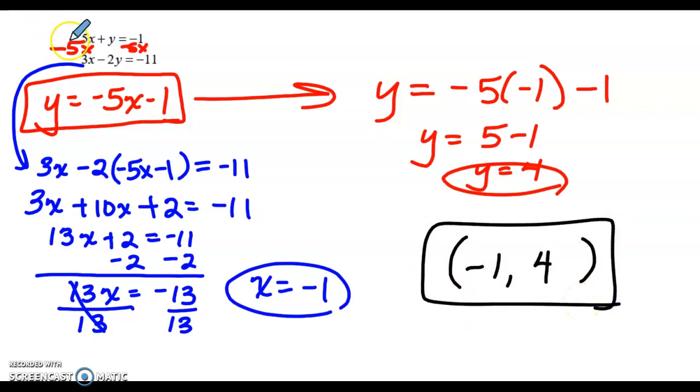Plug it in. 5 times negative 1 is negative 5 plus 4. Negative 5 plus 4 is negative 1. Works in the first equation. 3 times negative 1 is negative 3. Minus 2 times 4 would be 8. So negative 3 minus 8 is negative 11. So I know it works. Second example done.